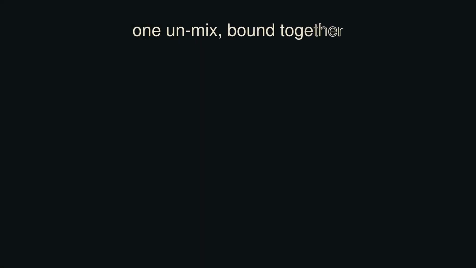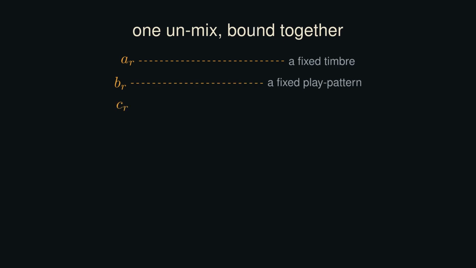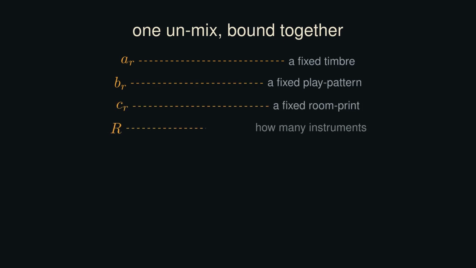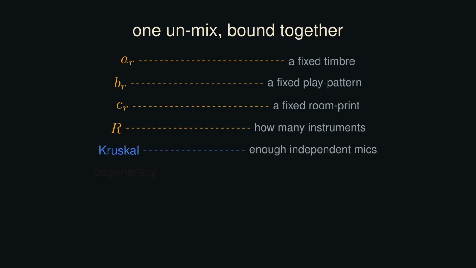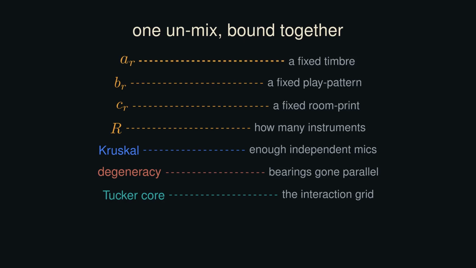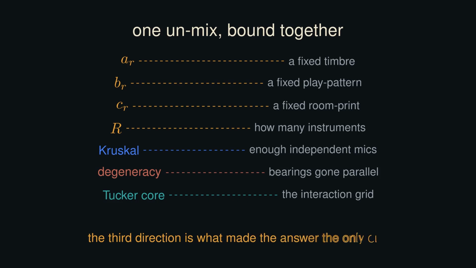So let us bind it together. A timbre, a rhythm, a place, A_r, B_r, C_r. How many instruments are there? Enough independent microphones, Kruskal. Bearings gone parallel, degeneracy. And the interaction grid, Tucker. One idea underneath all of it. The third direction is what made the answer the only one.